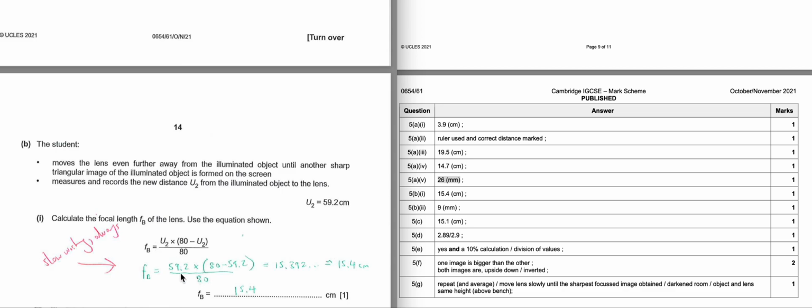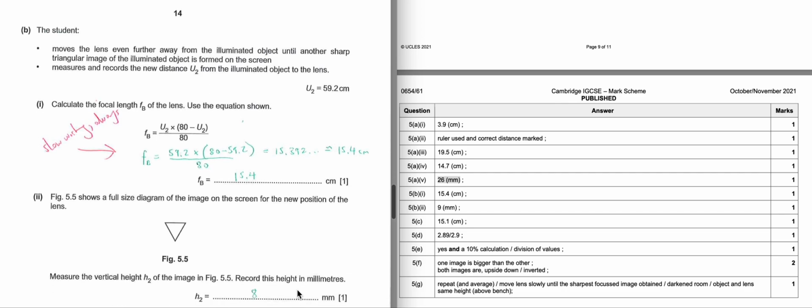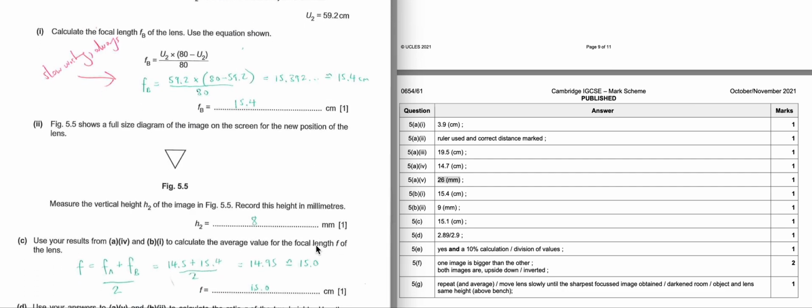You're multiplying our 59.2 by 80, take away 59.2 and dividing by 80, getting 15.4. So if you're marking your own script, you should be giving your mark for that 15.4. You're then again asked to measure the height, h2. This time I got 8 centimeters, so there's a fairly consistent change there. And then you're asked to calculate the average value.